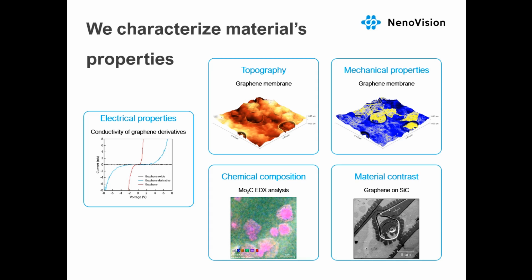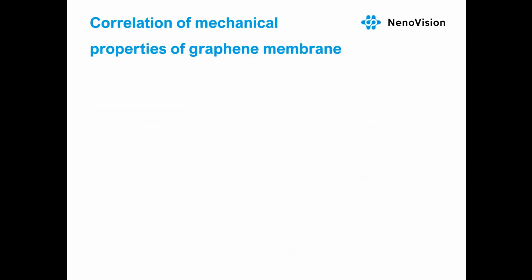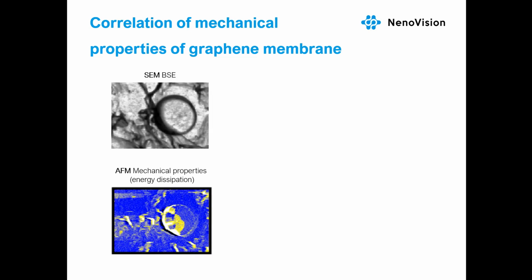Among the many unique and attractive properties of 2D materials, mechanical properties play an important role in manufacturing, integration, and performance for their potential applications. In this application, material contrast, topography, and local mechanical properties of graphene membrane were investigated by energy dissipation. In short, the energy dissipation technique primarily enables us to identify softer and harder areas on the sample.